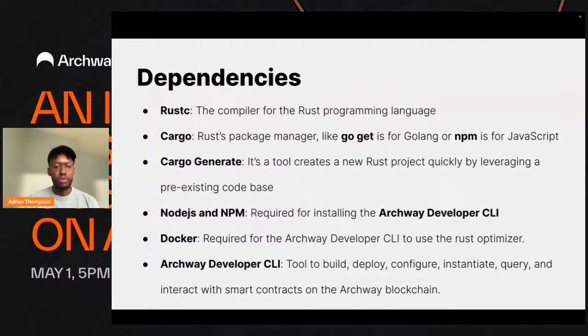When you install, for example, the Archway Developer CLI, you will have an option to install a few starter projects, and that uses Cargo Generate to create those projects from templates. So Node.js and NPM are required, mainly for the use of the Archway Developer CLI. And Archway Developer CLI really is a tool that helps you to build, configure, and deploy your contracts and interact with them, both off-chain and on-chain. So for creating new projects, creating accounts, compiling your contracts locally, and then deploying and interacting with your contracts on-chain.